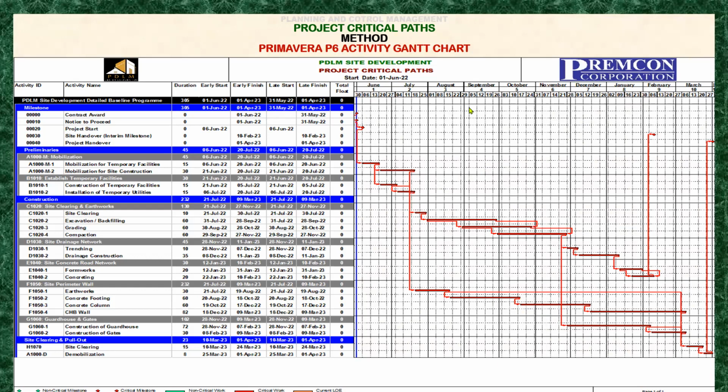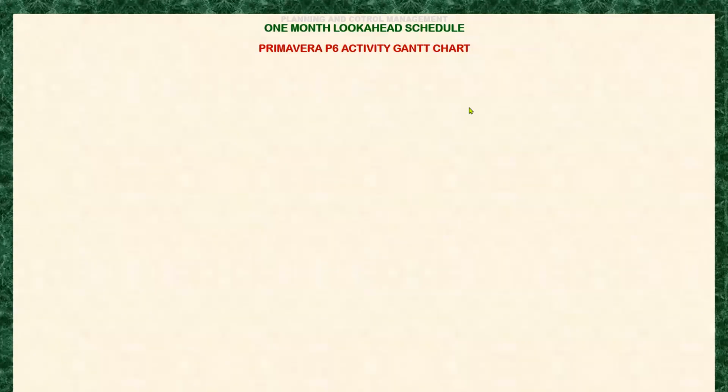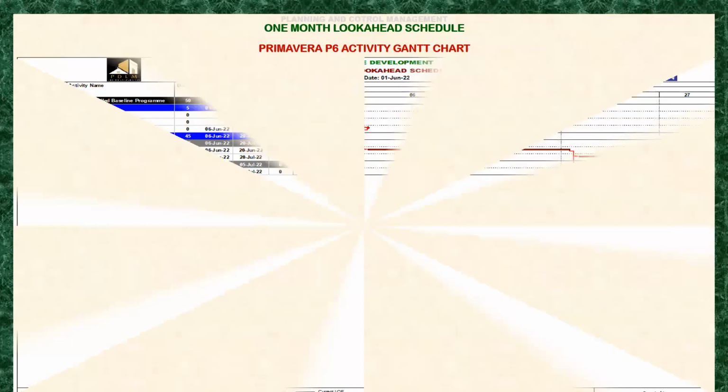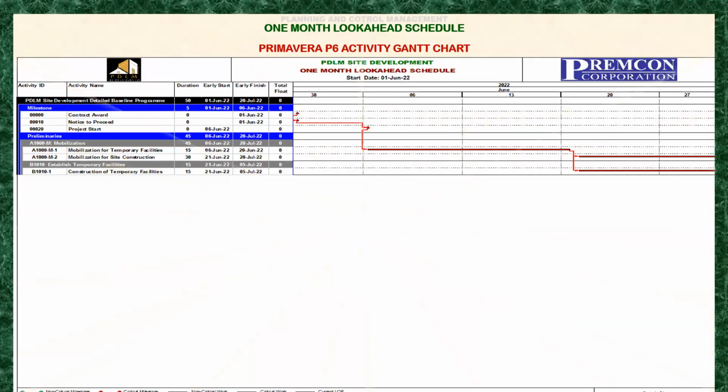Next, we have the 1 month look ahead. Here is the layout. We only have how many activities here? 1, 2, 3, 4, 5, 6 activities for 1 month, the first month of our project schedule. The method we use here is also Primavera P6 activity Gantt chart.